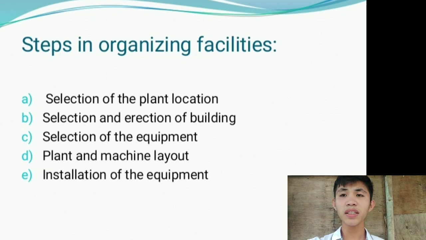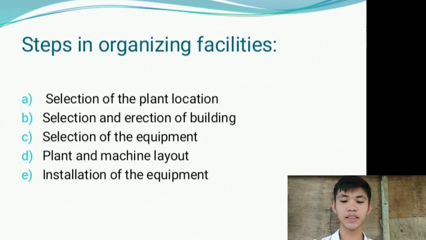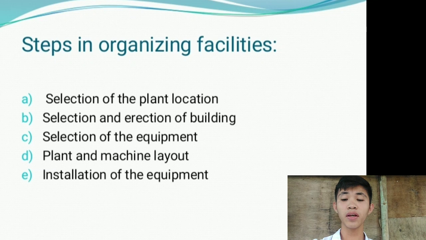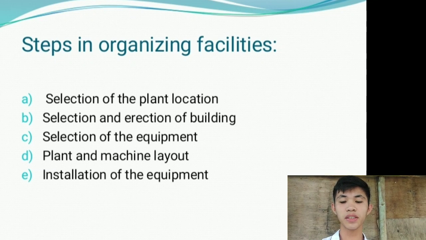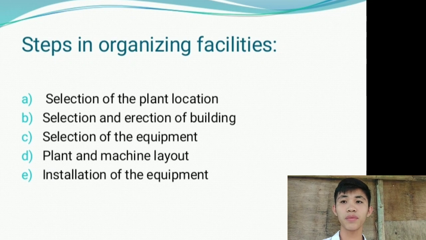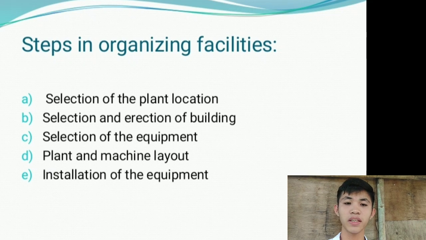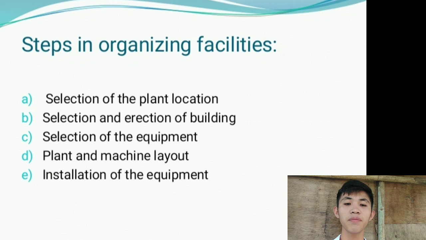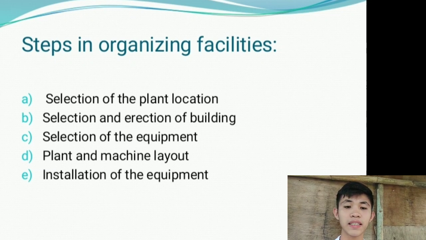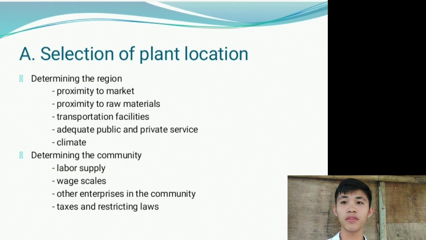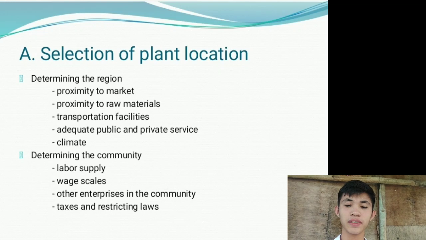So, steps in organizing facilities. There are 5 steps in organizing facilities. First is the selection of plant location. The second is selection and erection of building. Third, letter C, the selection of the equipment, and D, plant layout, and lastly, E, installation of the equipment. So without further ado, I will discuss the first step.